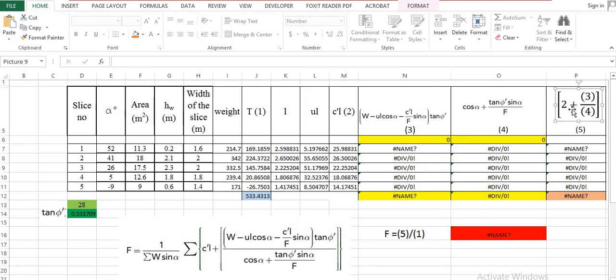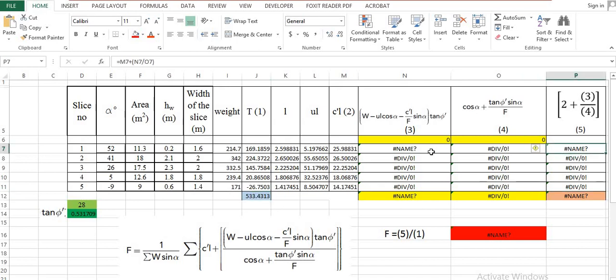I'm going to divide this number 5 by 1. So this whole thing is number 5, right? This will be your number 5, because it is the sigma of the whole thing. Sigma of the whole thing, that's number 5, should be divided by number 1. Number 1 is sigma t, this one, right? So this should be divided by this, right?